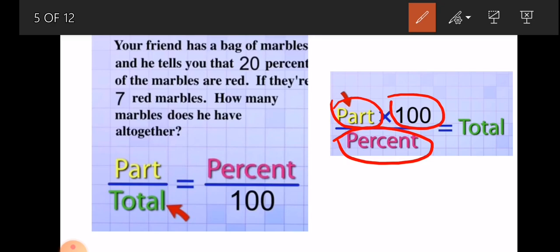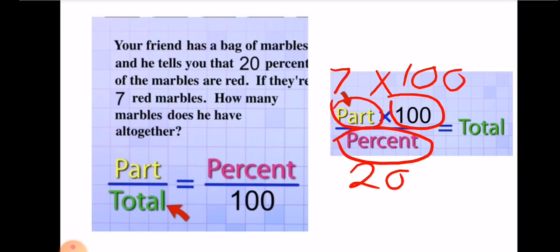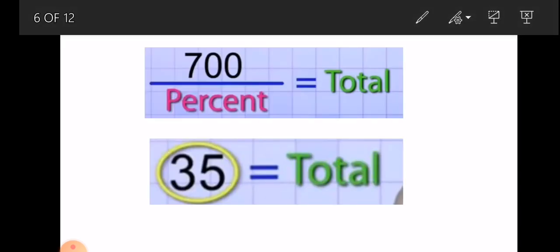We said that the part is 7 multiply 100. Then I should divide the answer by 20 because my percent is 20. 7 times 100 will give you 700. Then the 700 I should divide by 20. So my total will be 700 divided by the percent, which is 20. If you divide 700 by 20, you will get 35. So your total is 35.